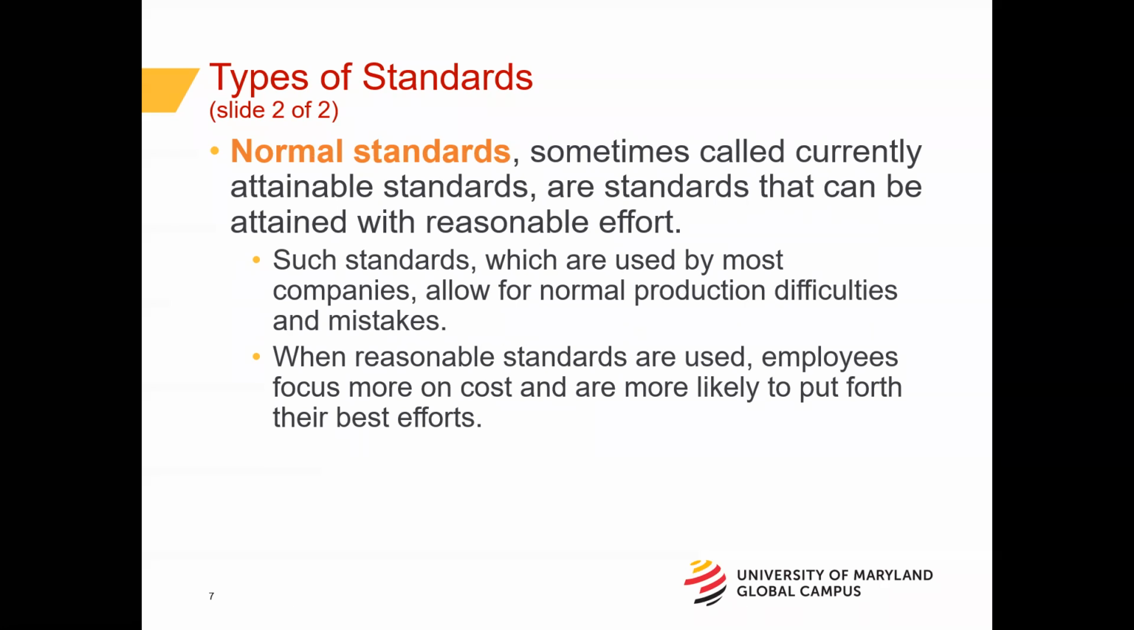Other types of standards include things like normal standards, which is more attainable. We call these currently attainable standards. These are standards that can be attained with reasonable effort. Reasonable effort. And most companies utilize what we call normal standards, or deemed normal by the company, based off of production difficulties and mistakes. Typically, we factor in a percentage of mistakes in the business.